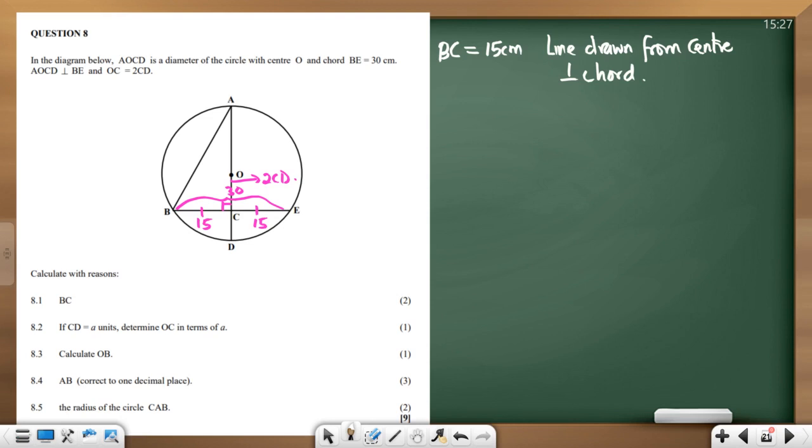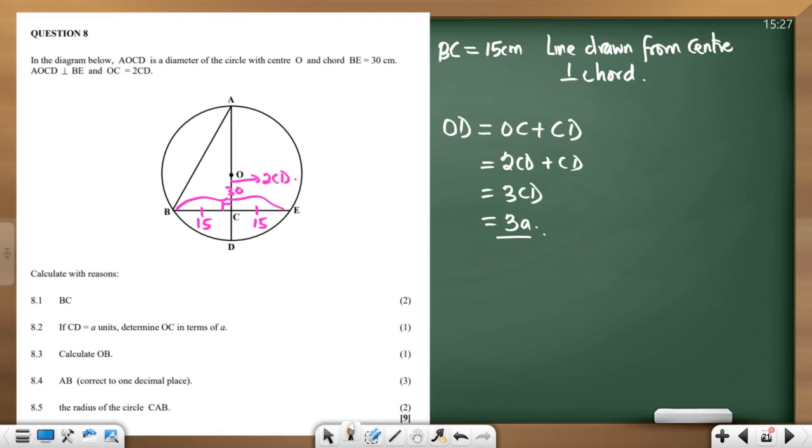If CD equals A, determine OC in terms of A. Wait, if CD, do you notice that OD is a radius? OD is a full radius. And my OD is OC plus CD. We are told CD is A, but we are also told that OC is 2CD. Let's do it this way. OC is 2CD plus CD, which is 3CD. And our CD is A. Answer is 3A. We're done. They said in terms of A.